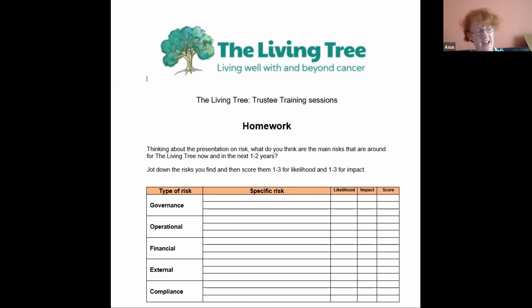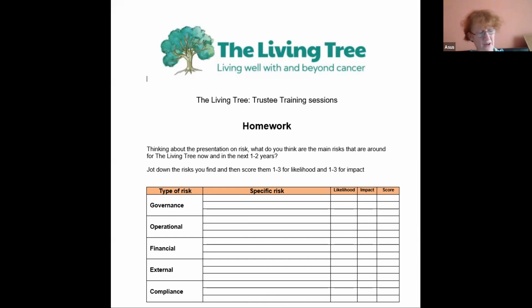Just briefly, under financial, I guess, I wondered about injuries and culpability during particular activities like the amblers.